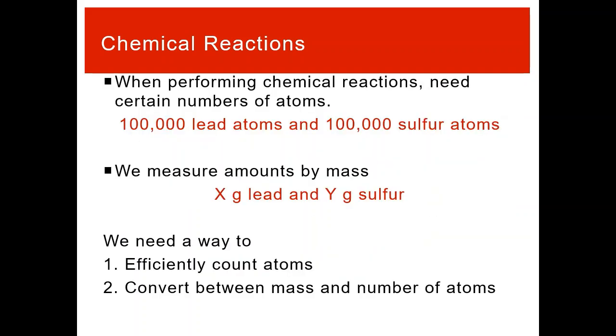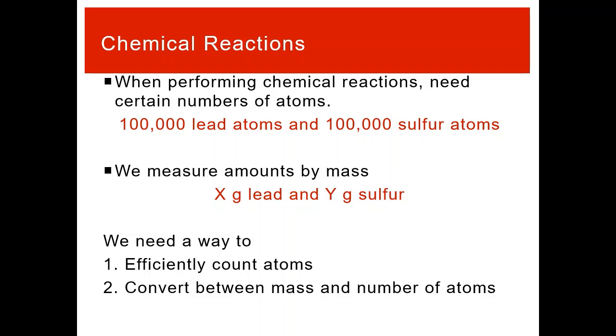So when we're performing chemical reactions, we want a certain number of atoms that would be involved in this chemical process, okay? And so generally we're going to be dealing with large amounts of them, say 100,000 of each kind of atom. But at the same time, there's no piece of equipment that measures an amount of atoms. You can only measure mass.